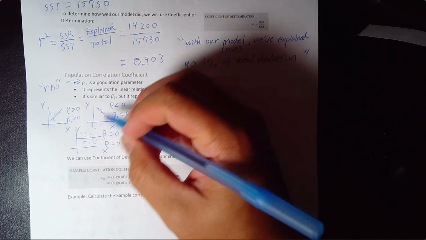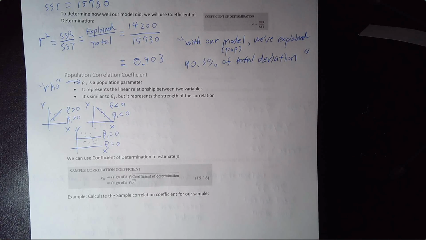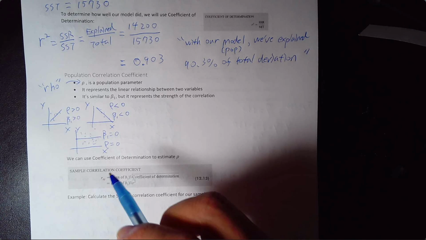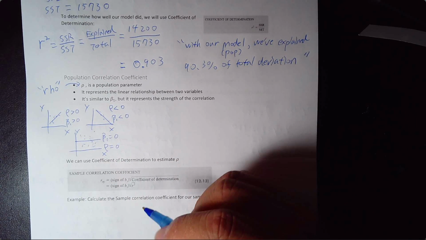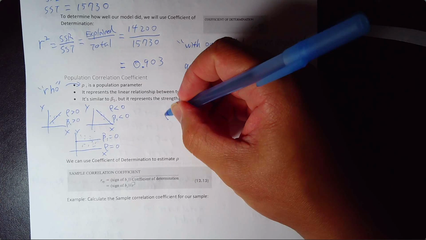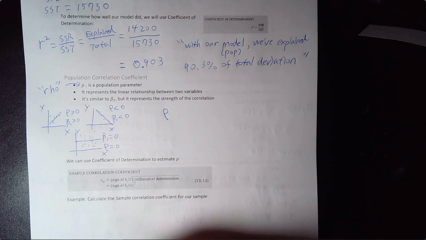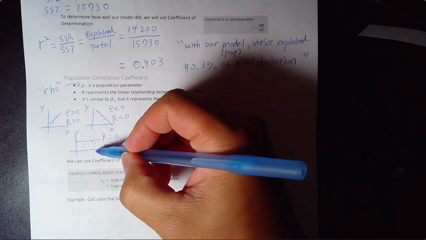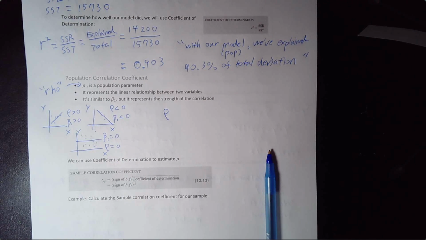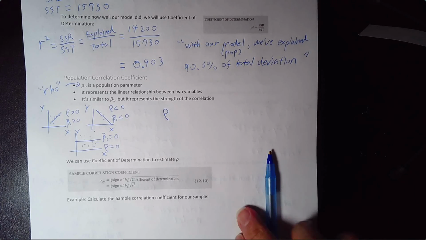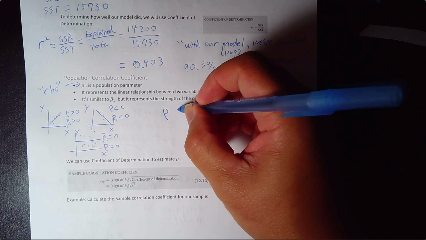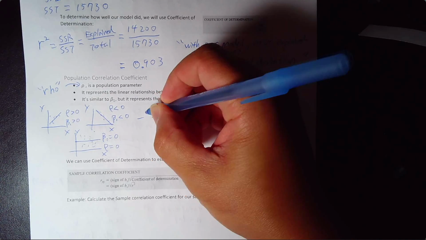However, beta 1 has an interpretation. For example, our beta 1 was 5, so that means for every additional student in town, we expect the sale of pizza to increase by $5. Rho is scaled, and rho represents the strength of the correlation: as x increases, how likely will y increase? Now, rho is always between -1 and 1.